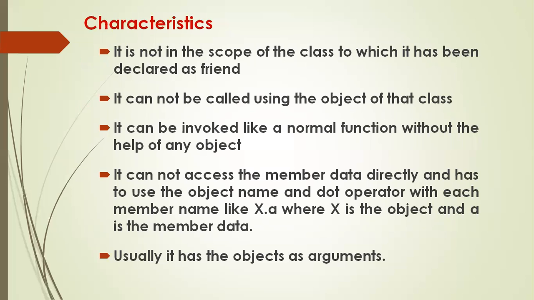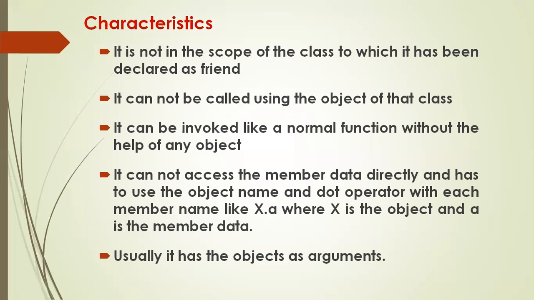Generally, if you're making a friend function, you have to pass some argument. The argument type must be an object of that particular class. So if your class name is prime, then for the friend function, within the argument, you have to pass one object of the prime class. Then we can access any member data through the object. So it cannot access the member data directly, and it has to use the object name and the dot operator with each member. Later in the class, I'll give many examples illustrating how a friend function can access the private data. A member function accessing the private data is very, very straightforward.